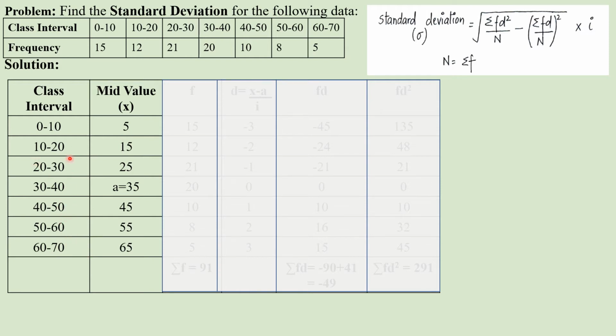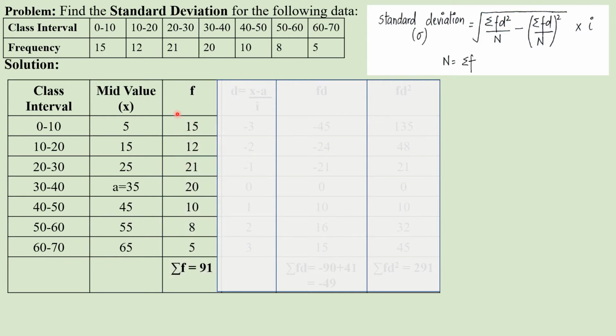So 10 plus 20 is 30 divided by 2 is 15. 20 plus 30 is 50 divided by 2 is 25. So the mid value for class interval 30 to 40 is 35, 40 to 50 is 45, 50 to 60 is 55 and 60 to 70 is 65.